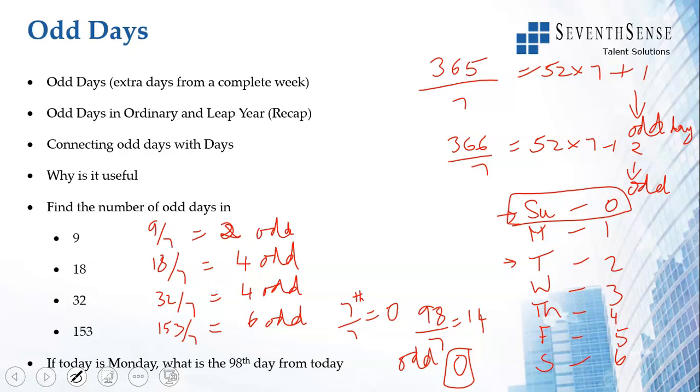So look at your calendar. If the 1st is a Monday, then 2, 3, 4, 5, 6, 7 would be a Sunday. The 8th would again be a Monday. So 8 by 7 gives me a remainder of 1. So the odd day is 1, hence the 8th is a Monday.